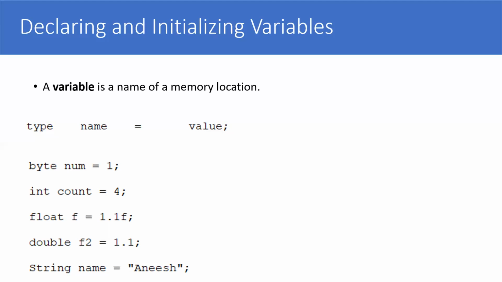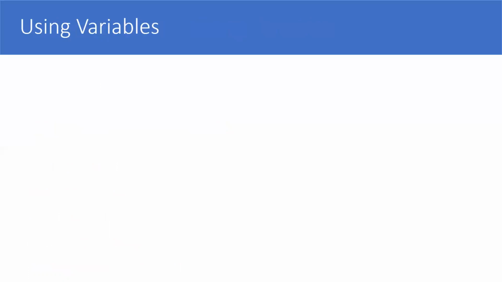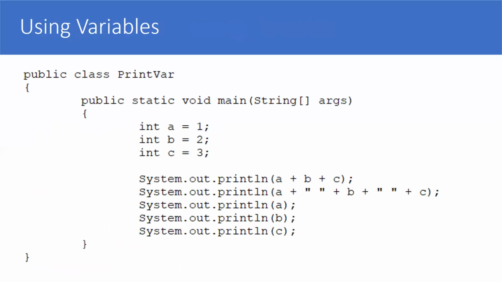And now let's move on to this one. Double f2. So we're saying double f2 is equal to 1.1, and that's pretty straightforward. There's no need to add anything to that. And the last one is string name equals my name. So these are all examples of declaring and initializing variables. So now let's talk about using variables. So we actually have this program right here.